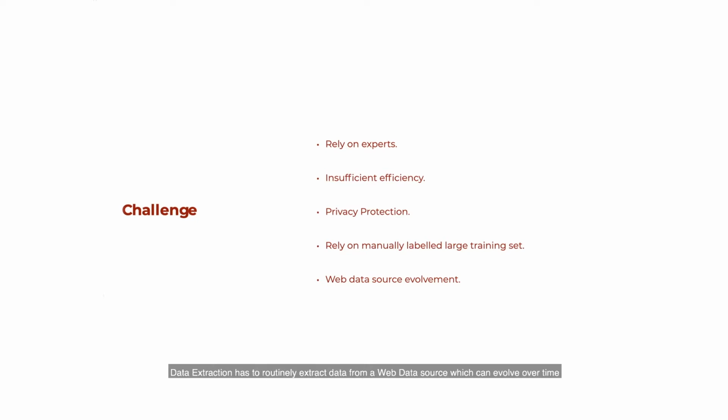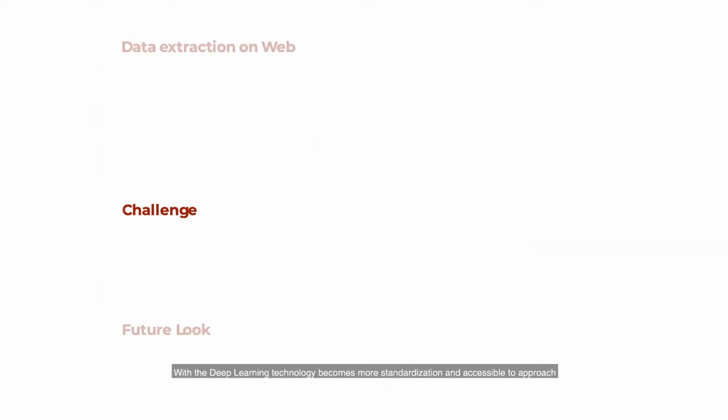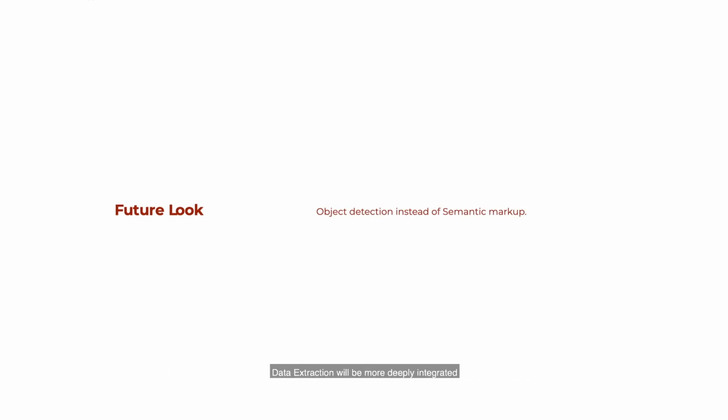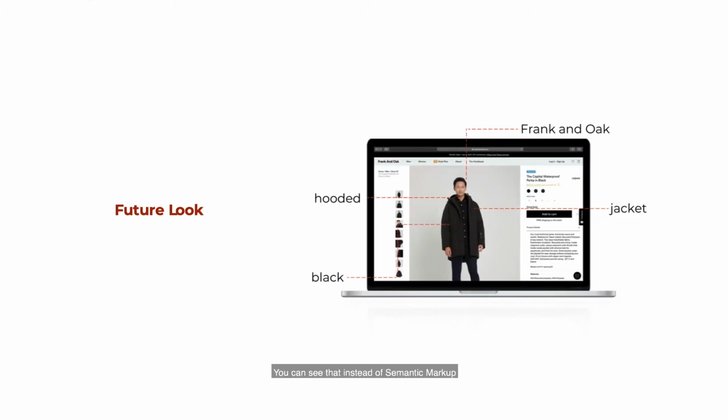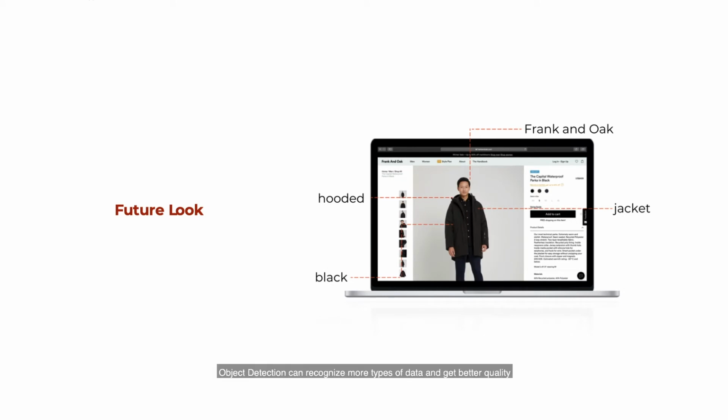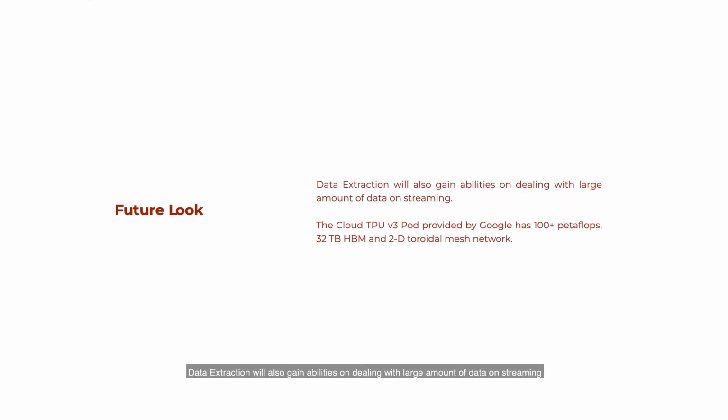Data extraction has to routinely extract data from a web data source, which can evolve over time. As deep learning technology becomes more standardized and accessible, data extraction will be more deeply integrated with computer vision and natural language processing. You can see that instead of semantic markup, object detection can recognize more types of data and get better quality. As cloud-based web scrapers emerge, data extraction will also gain abilities to deal with large amounts of streaming data.